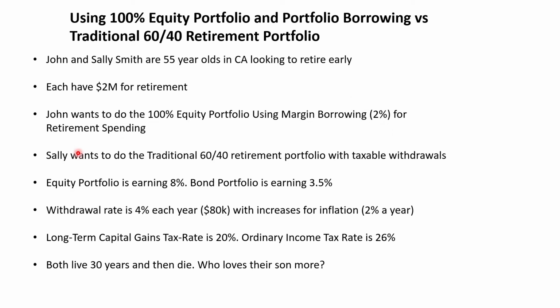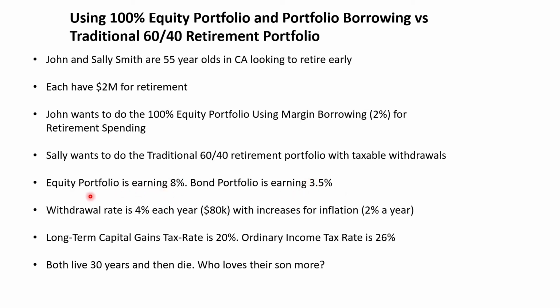However, Sally wants to do something else. She wants to go with the traditional 60-40 retirement portfolio and use taxable withdrawals. That's what everybody else is doing, and that's what financial advisors are recommending. For our assumptions, the equity portfolio earns 8% and the bond portfolio earns 3.5%. So we can immediately see that if I have 100% at 8%, that portfolio is going to be earning a lot more than a blend of 60% at 8% and 40% at 3.5%.